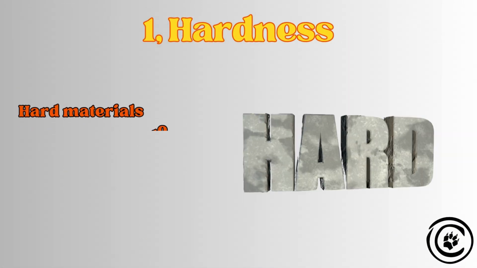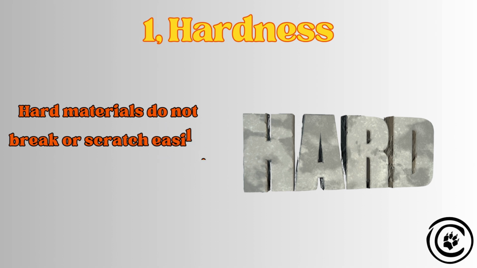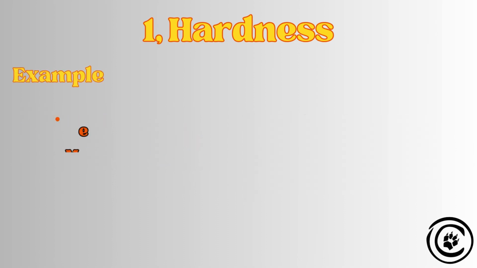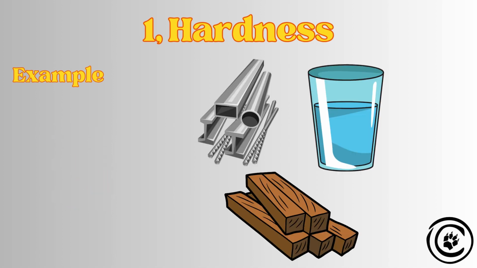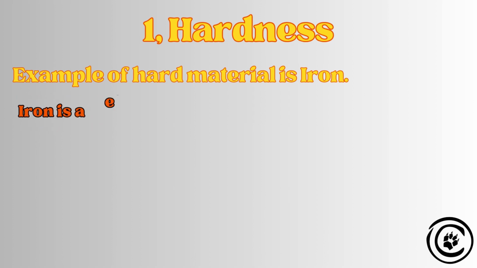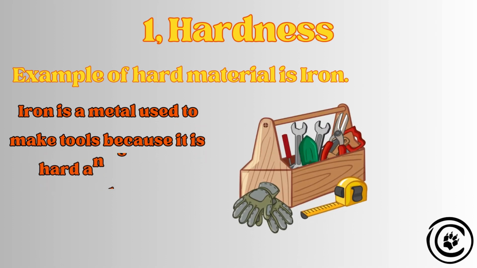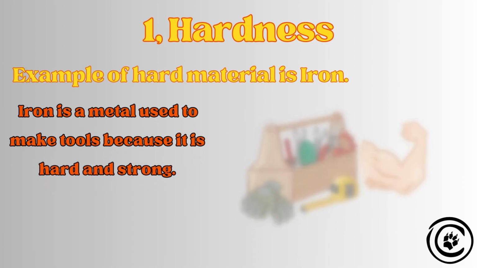1. Hardness. Hard materials do not break or scratch easily. Examples of hard materials are metal, glass, and wood. An example of the use of hard materials is iron. Iron is a metal used to make tools because it is hard and strong.